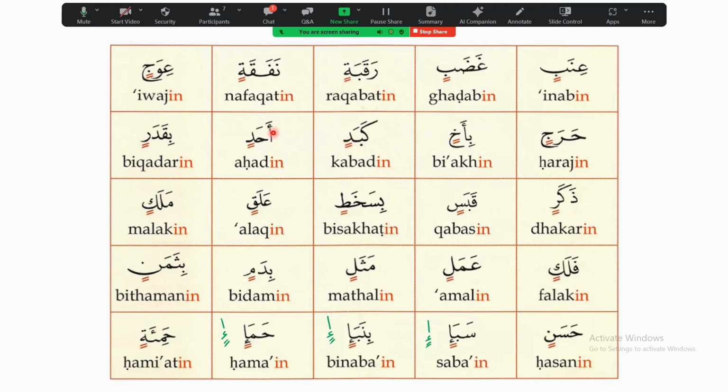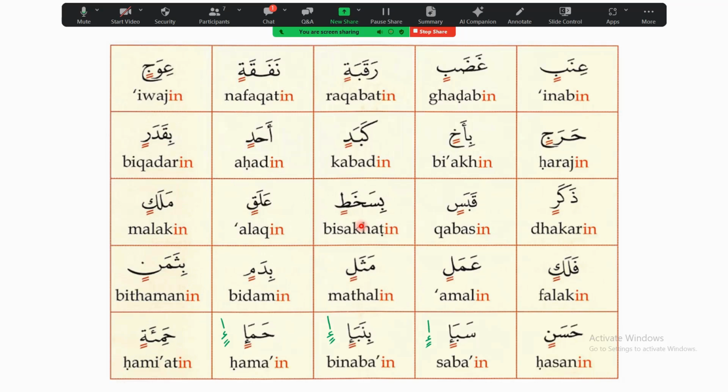Ahadin, ahadin, biqadarin, zakarin, qabasin, bisakhatin, khatin. Okay, although this is an exercise focusing on the tanween of kasratain, you will still have to see the letters as well, because sometimes the letters are heavy, sometimes light, so you have to practice those qualities of letters and articulation side by side with these examples.